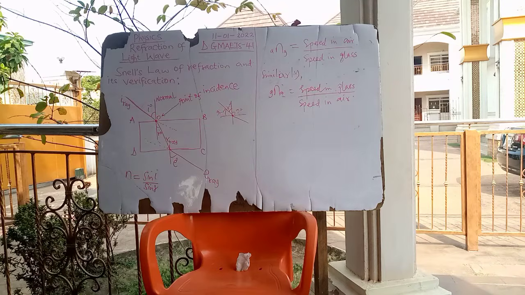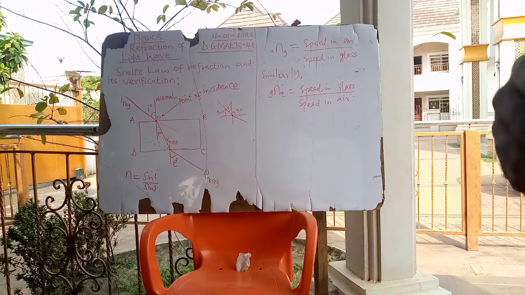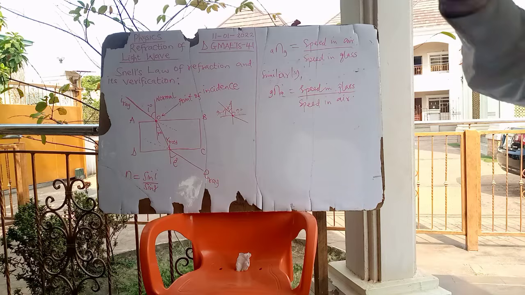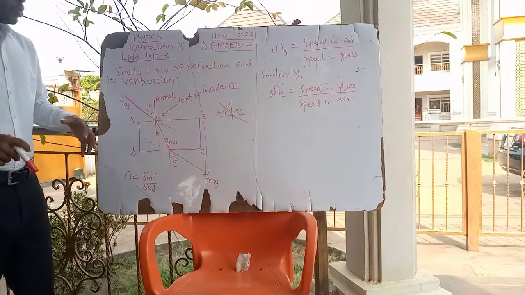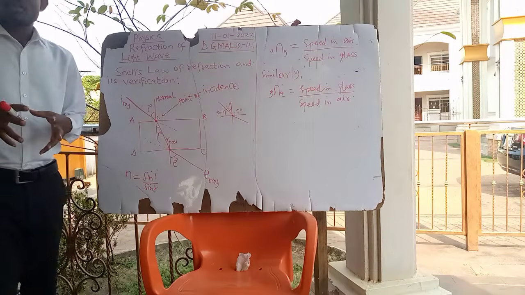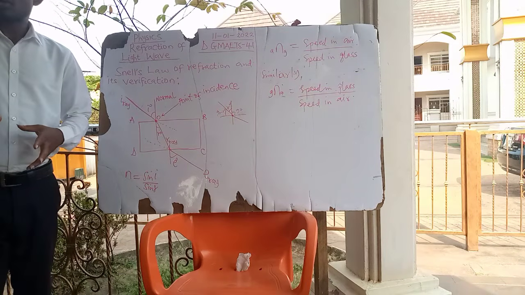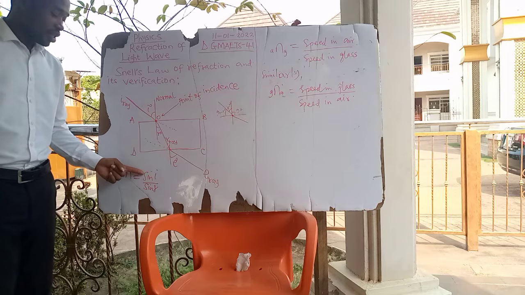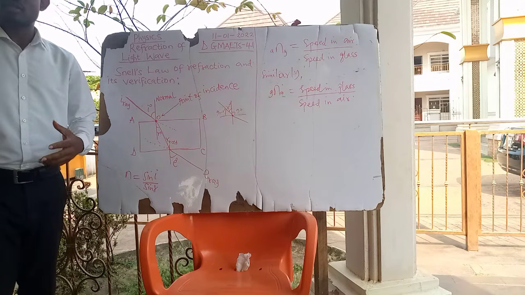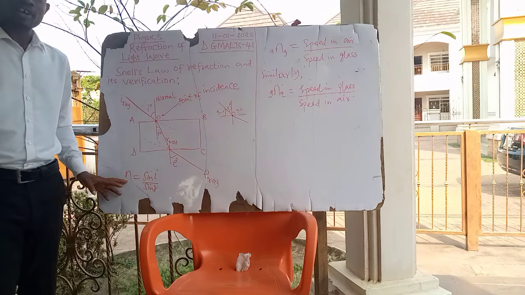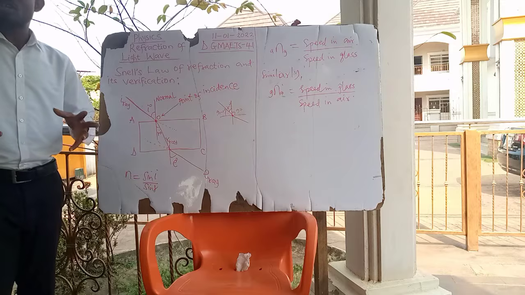Okay, so now that we've explained the concept of refraction of light following Snell's law, we stated that one of Snell's laws says that the ratio of the sine of the angle of incidence to the sine of the angle of refraction is a constant for a given pair of media. That constant is the refractive index of the material.